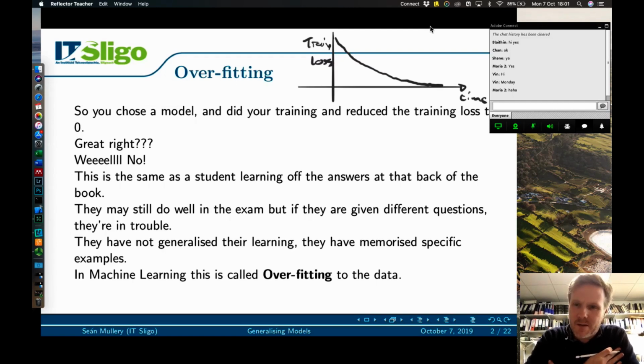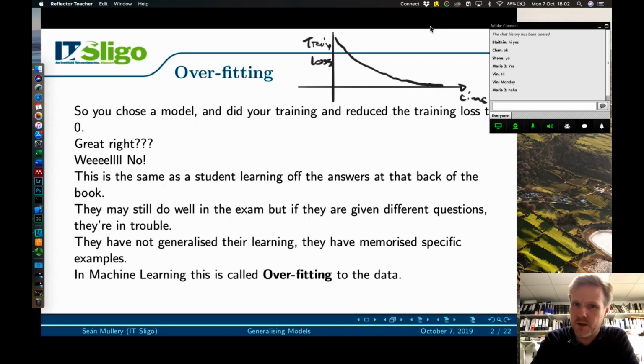This can be very much the same as a student who just learns off the answers in the back of the book. Maybe they learn how to do the exercises to get the answers in the back of the book, or maybe they just learn off the answers. But one way or the other, in that analogy, you can see what's going to happen to that student. If they've just learned off the answers in the back of the book, they may well do okay in the exam. But if they're given different questions, and that's why we give different questions in an exam, then they're going to find themselves in some amount of trouble, because they're not going to see exactly what they've learned off. Now, of course, if they've learned the general principles and done lots of examples, then there's a good chance that they're going to do okay in the exam.